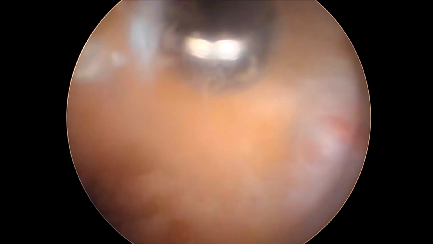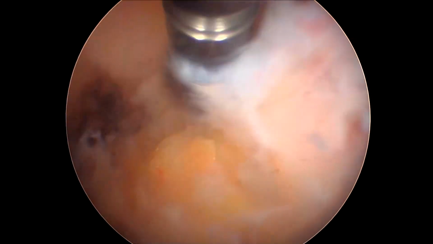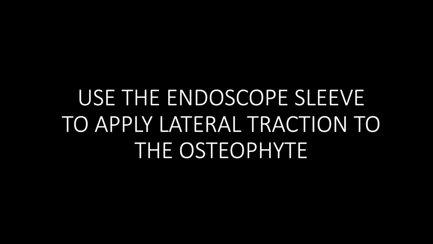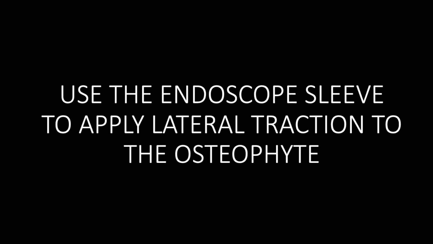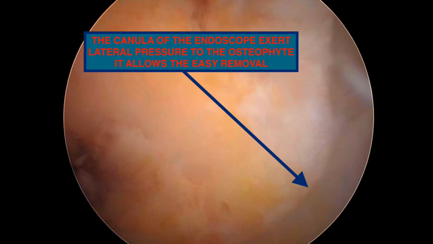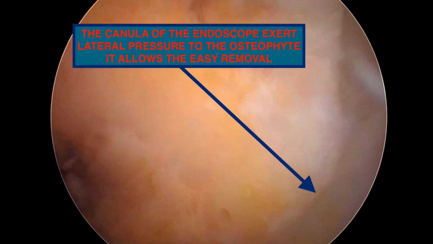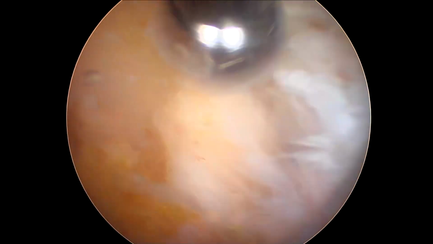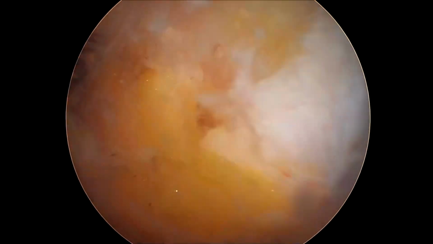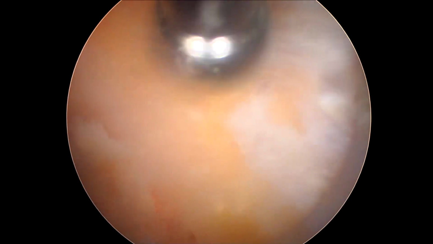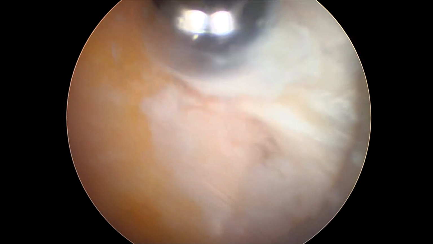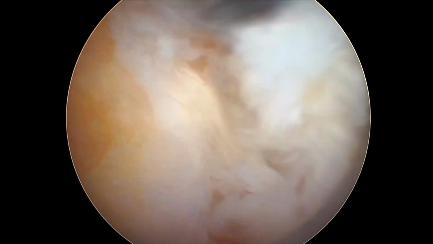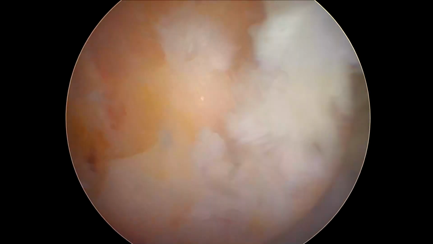So we remove the osteophyte with the help of the endoscope cannula, performing also lateral traction so that we remove the osteophyte easier. As you can see here, do not forget that we must preserve the cortical bone. In this case, we use the cannula of the endoscope, and when we reach the tip of the joint, we see how the osteophyte detaches automatically, so we preserve the anatomy and remove the osteophyte very quickly.